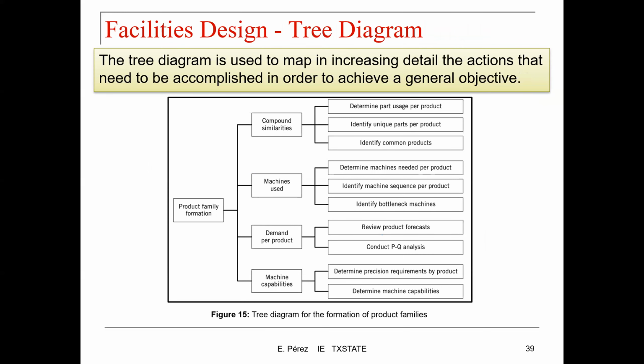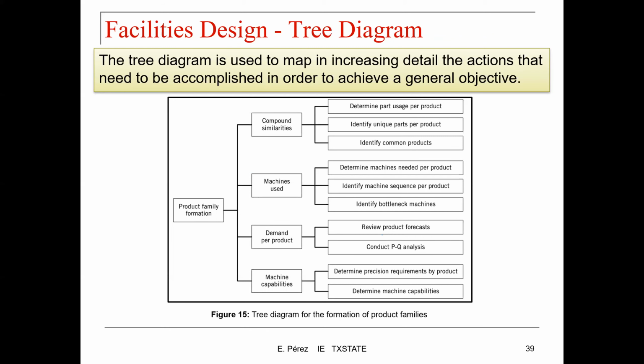A tree diagram, this is the third, is used to map in increasing detail the actions that need to be accomplished in order to achieve a general objective. So this tree diagram is for the formation of product families, as we discussed in the last 2 slides. What are the actions that need to happen in order for us to achieve this product family formation? In this case, we have 4 general actions.